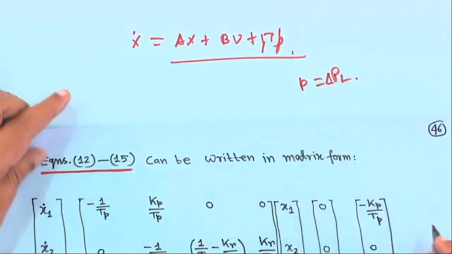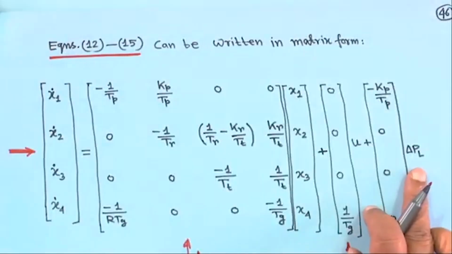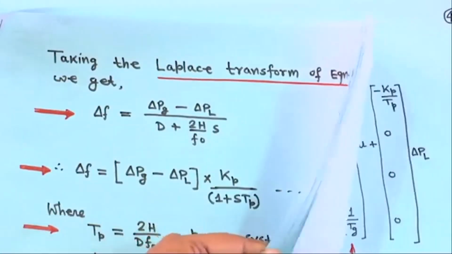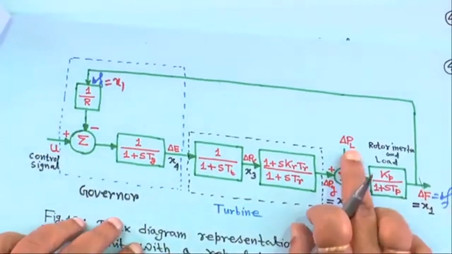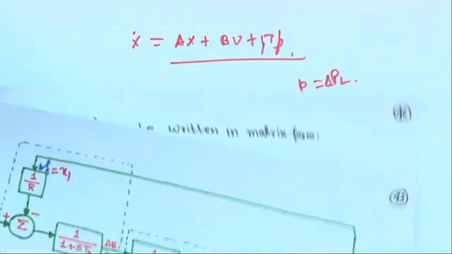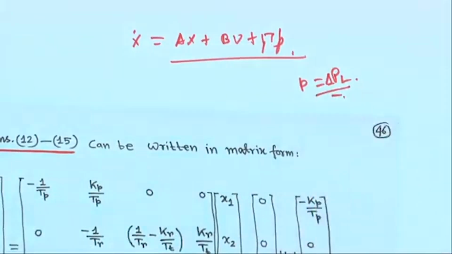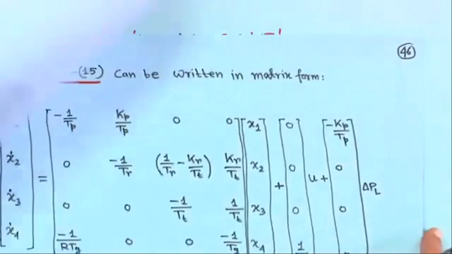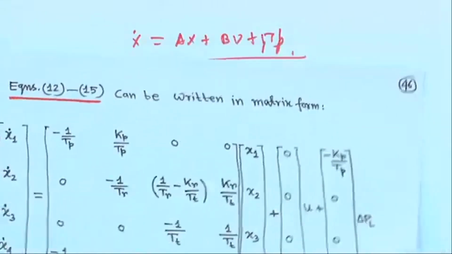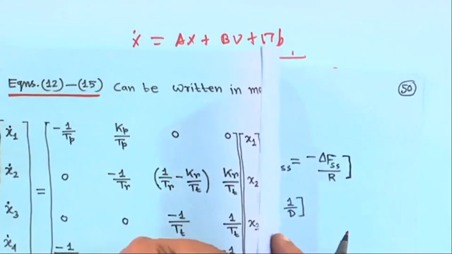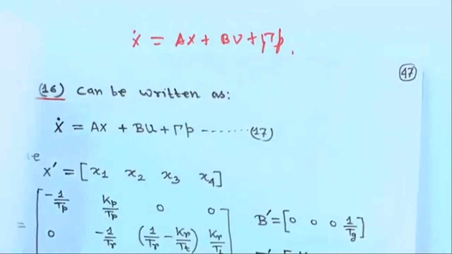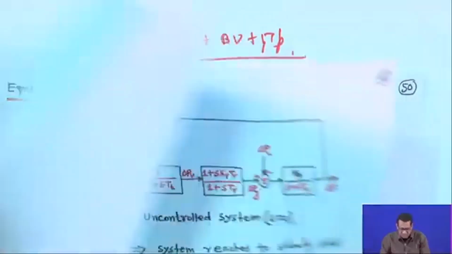So, delta PL. If you look at this equation, just hold on, this is also where we have taken delta PL. I have also written delta PL here. So, p is equal to delta PL. If you put it in this form, x dot is equal to Ax plus Bu plus gamma p, just hold on.